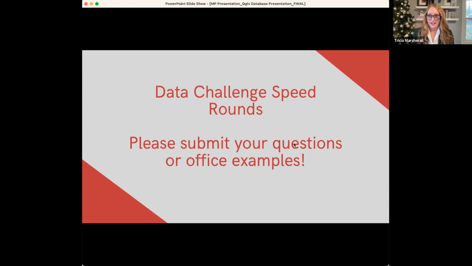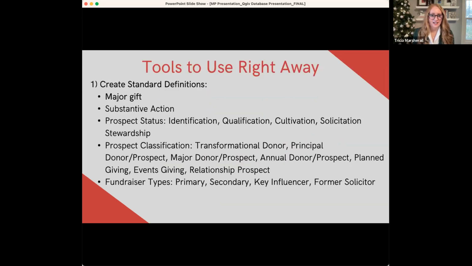I think I had just a couple more slides here, so I will jump right into them if that works. So, some tools that hopefully you can take away and use right away today. Creating some standard definitions. What do you consider a major gift? What do you consider a substantive action? Is it meeting face-to-face with a donor? Is a Zoom meeting sufficient? Is text or email? I know some of the gift officers I've worked with have made strong arguments for why it should be considered substantive, that I've agreed with in many instances.